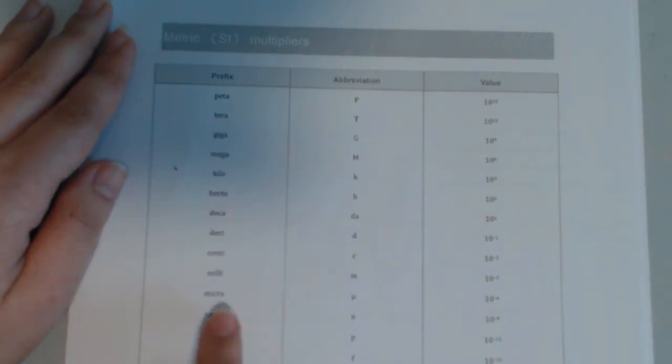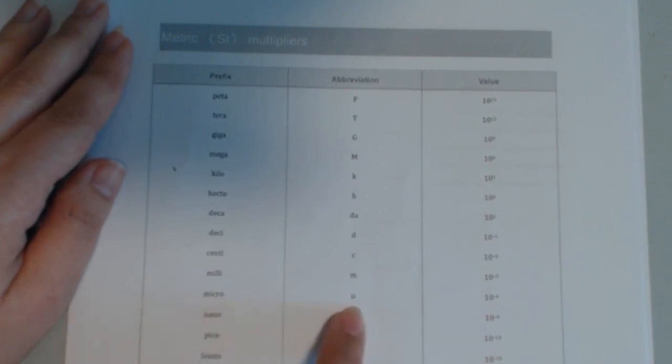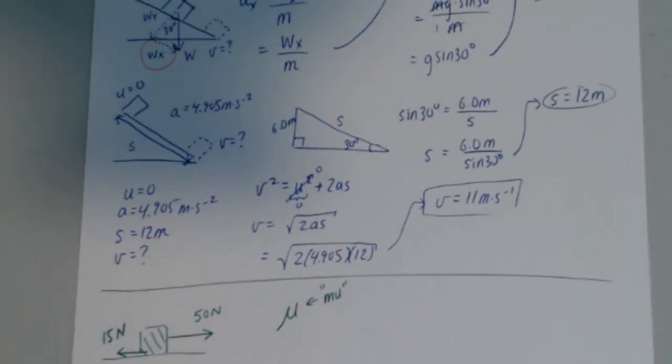In your data booklet at the beginning under metric multipliers, just as you know that kilo represents times 1,000, mega times a million, there's all sorts of prefixes here. There was a prefix called micro, and micro is also represented with the symbol mu. So there it is. It's times 10 to the minus 6. Just wanted to show you guys that so you don't get confused later on. But that mu is a prefix.